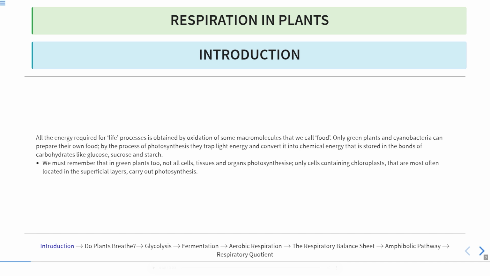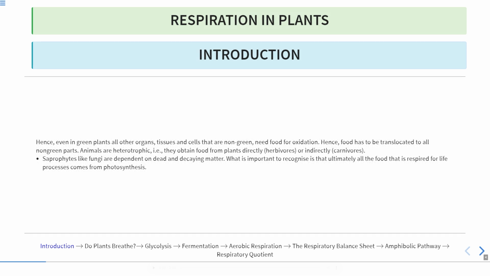The other cells do not contain chloroplast, and inside the chloroplast we find the green pigment called chlorophyll. Those plant cells that do not have any chloroplast cannot go for the process of photosynthesis. So hence, even in the green plants, all other organs, tissues, and cells that are non-green need food for oxidation.